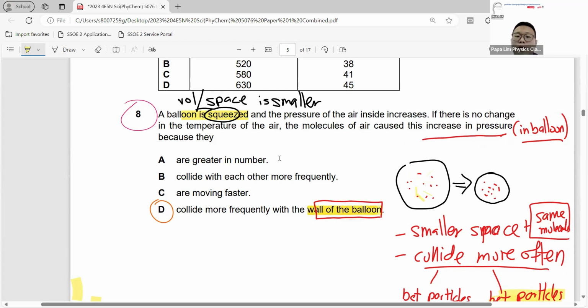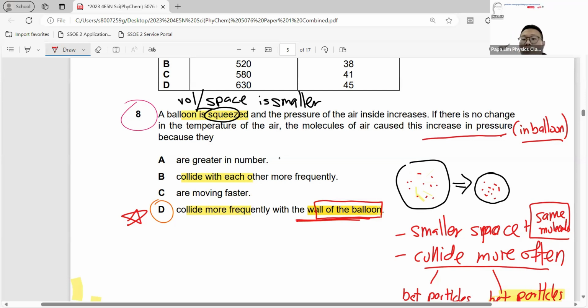When we talk about collisions, it's not just that the moment I see a collision, I definitely choose the answer. No, you must be precise. The question is talking about the pressure on the balloon itself, so I need the wall of the balloon. That's why answer D is more relevant to the context, and answer D is actually correct with reference to the context.